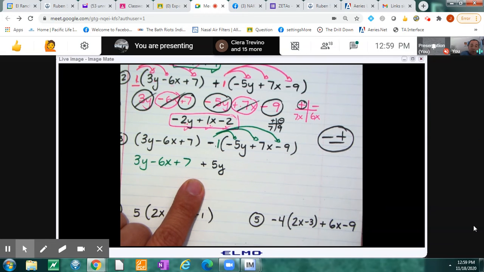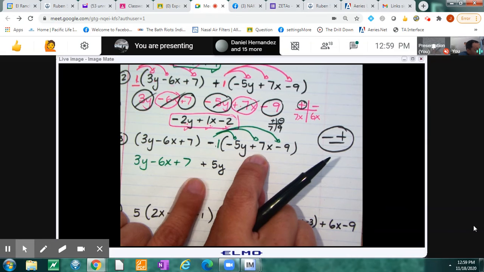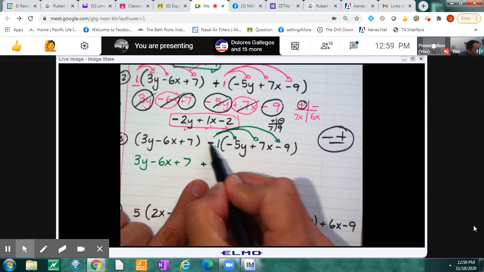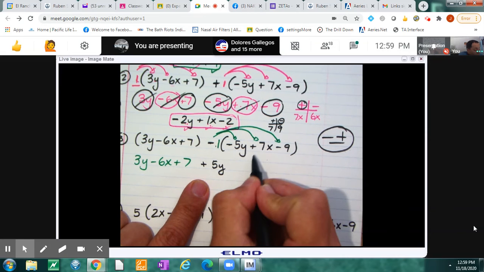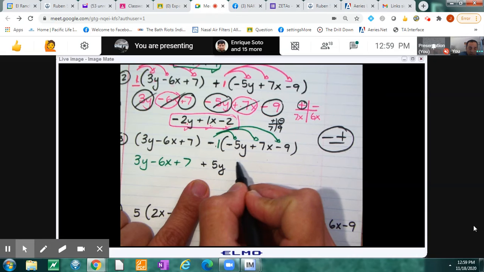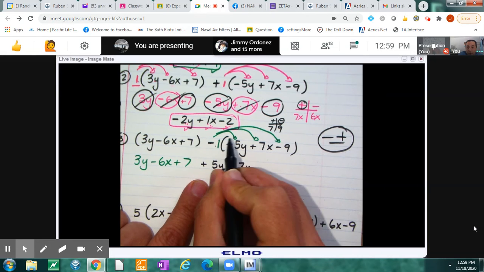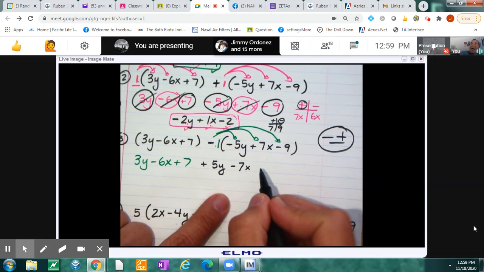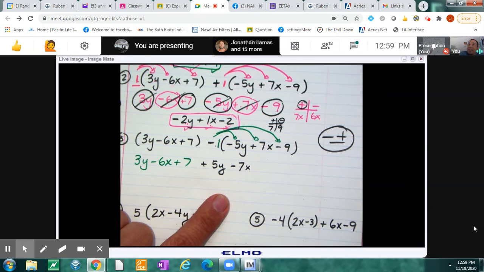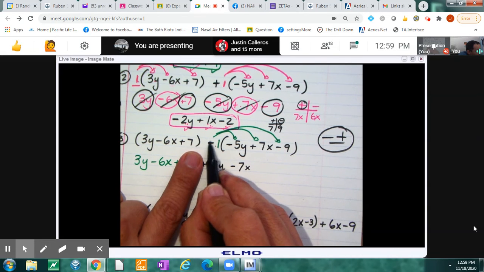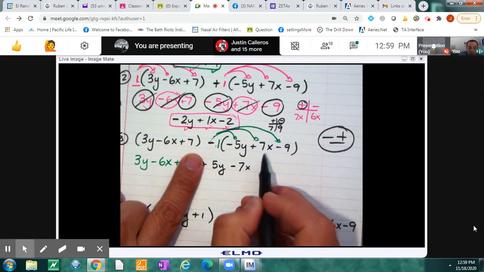So let's see. Jimmy, what would be the next one right here? Negative 1 times 7x. That would be negative 7x. Yeah, it's the same thing, but you're multiplying by negative. And the last one, Sierra. Let's try Sierra. What would be the last one? Negative times the negative is what?